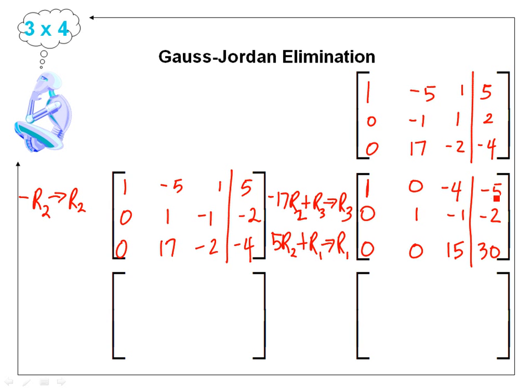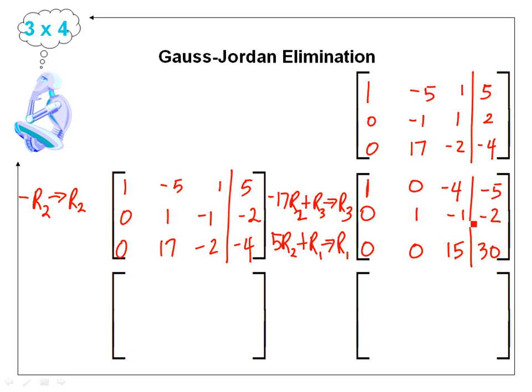Now, what should be our goal? We have 1, 0, 0. We have our 0, 1, 0. We want 0, 0, 1. But we always try to make the leading one first. Okay? More than likely you want the leading one first. Sometimes I skip over the leading one so that I can avoid fractions.